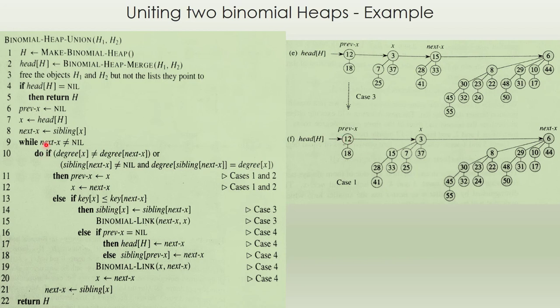At some point this condition will become false, because when we traverse ahead, or march ahead, at some point next x becomes nil. At that time this algorithm will terminate.